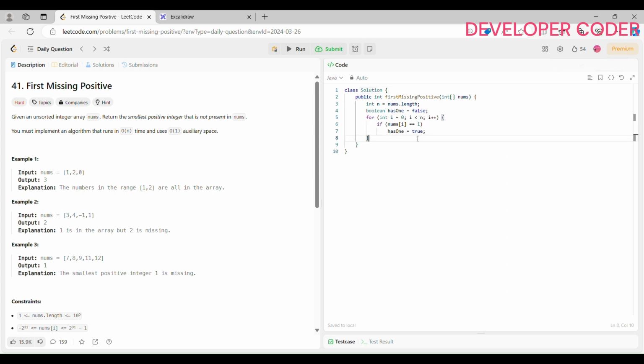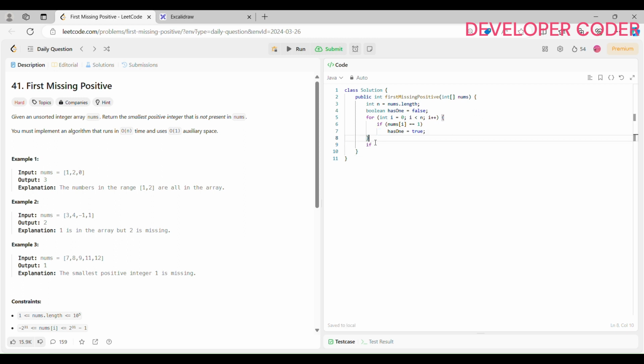Okay, so I hope that now it's clear. After that, if this one is true, this is done. Then after that, here I am going to check if not. Let's do one more thing here: let's modify the numbers as well. Side by side I am going to modify the out of range values to 1 only. So here also I am checking.